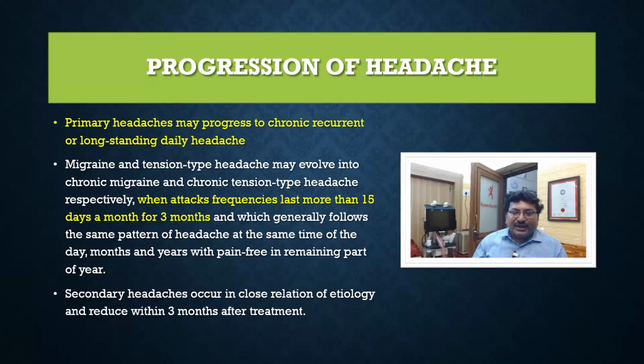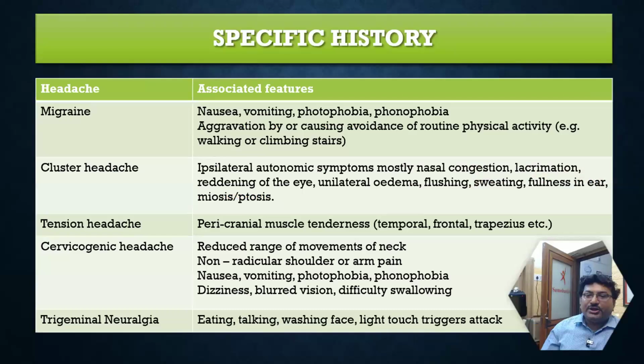Now, frequency of the headaches. Secondary headaches occur in close relation to the etiology, and they reduce within 3 months of the treatment, because secondary headache has happened because of some associated disorder. When the disorder is treated, for example, a patient is having a systemic infection and has been given antibiotics, and the antibiotic successfully treats the infection, then within 3 months of the reduction of the primary pathology, the headache will also reduce.